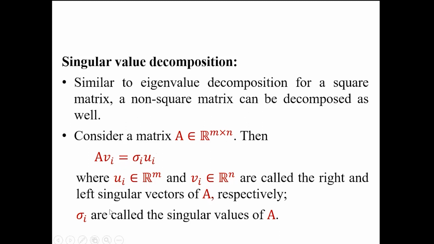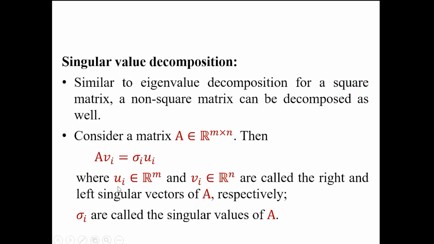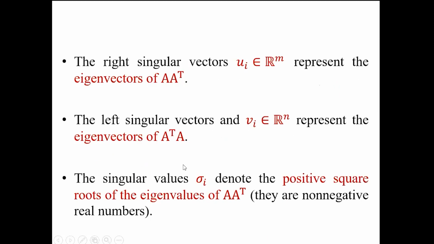So what is this sigma_i? We call sigma_i the singular values of A. You remember what we had for eigenvalue decomposition? Eigenvalues. Here we have singular values. So how is u_i computed? In order to find u_i, we find eigenvectors of A times A transpose. In order to find v_i, we find eigenvectors of A transpose A. That is the way to find v_i and u_i, and we already know how to calculate eigenvectors, so this is not difficult.